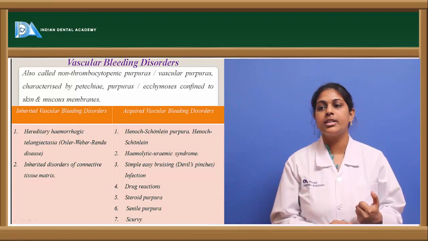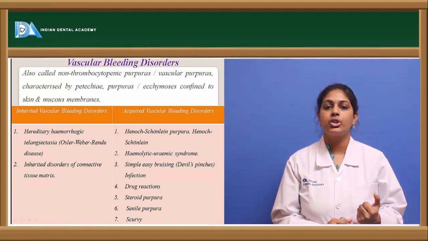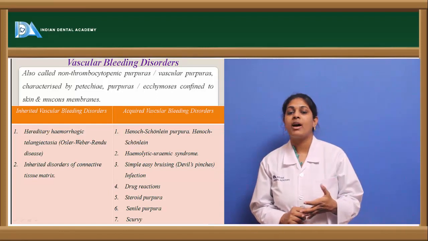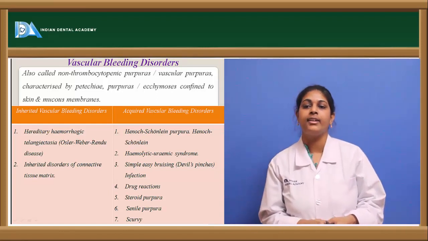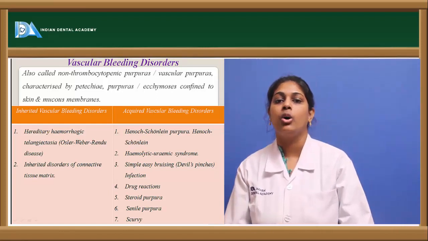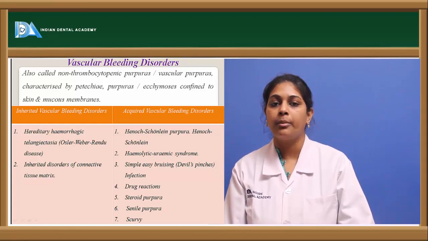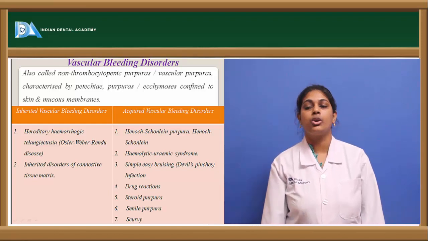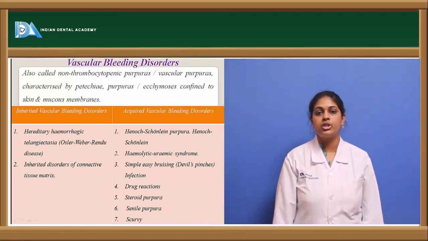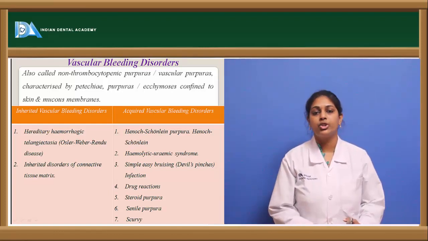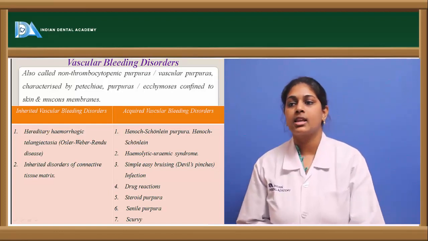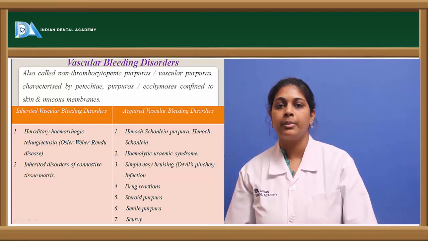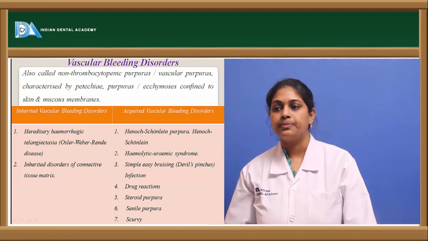Next is hemolytic uremic syndrome. This is a syndrome usually showing a group of manifestations associated with the kidney, where bleeding is also seen, and there is abnormal or impaired kidney function. Next is simple easy bruising, also known as devil's pinches, which is seen in women who are of childbearing age, where we see bruising in these females without any known cause.